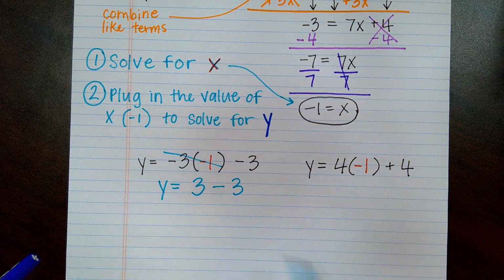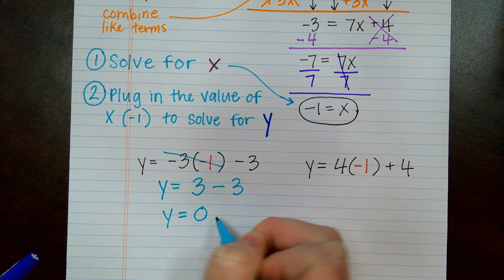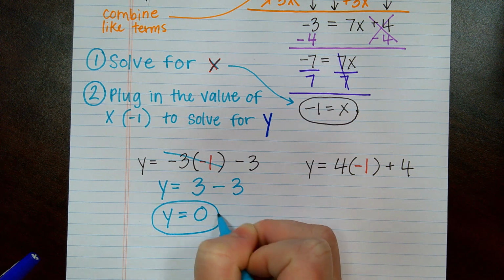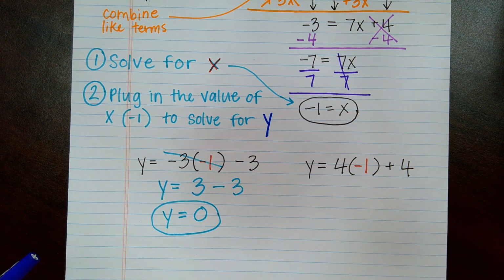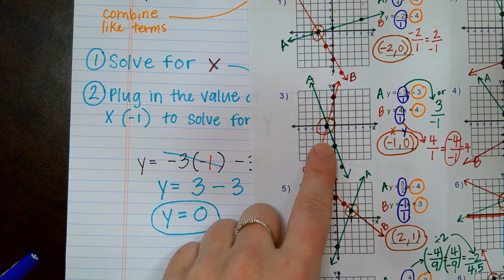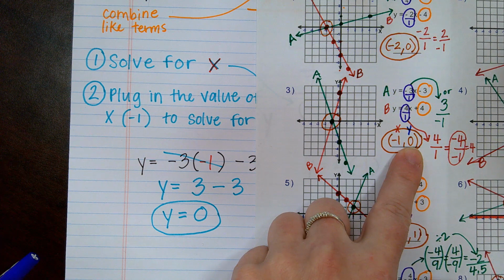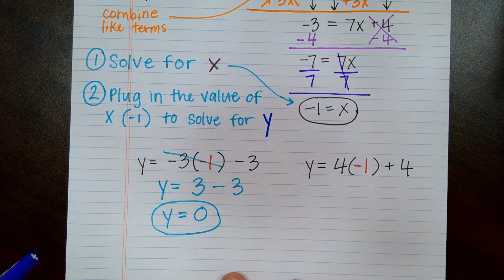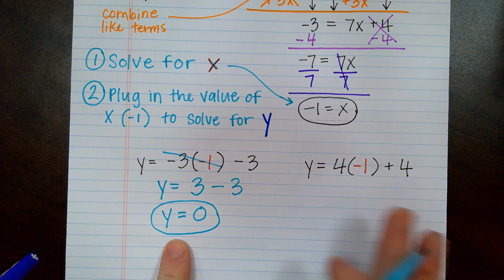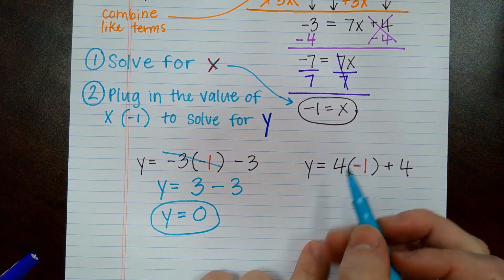So what do we do here? 3 minus 3, which is 0. That's our answer for y. And we could check our graph that we did for number 3, and that's absolutely correct. Our y value is 0, so we know we did it right. Pretty cool.